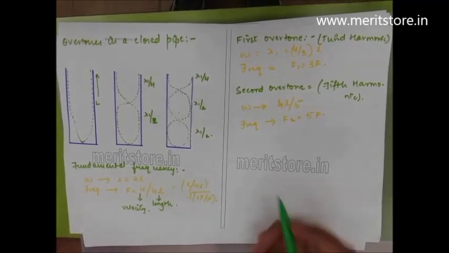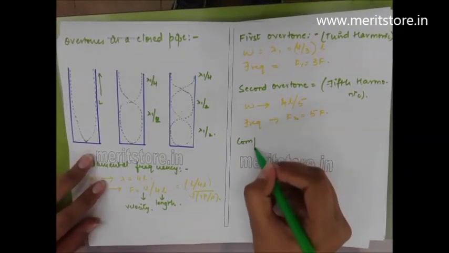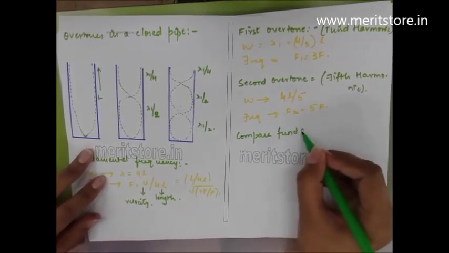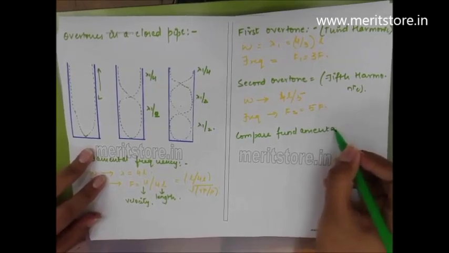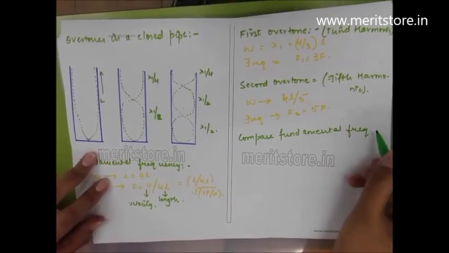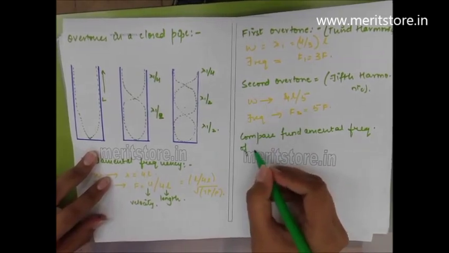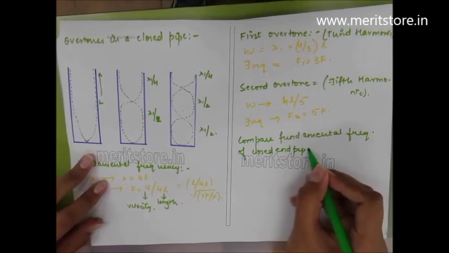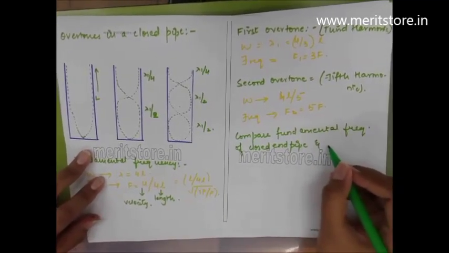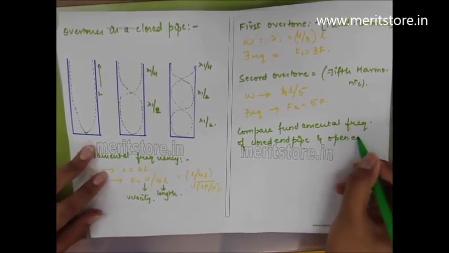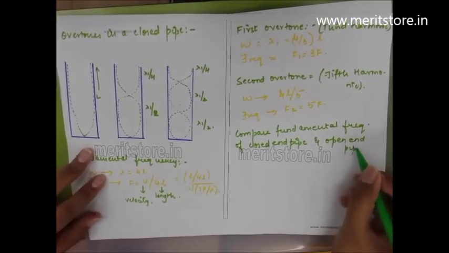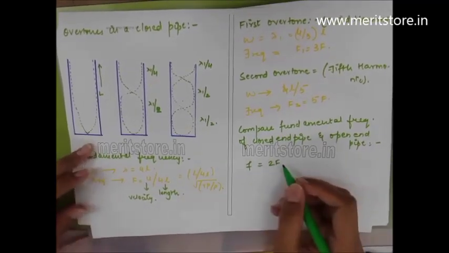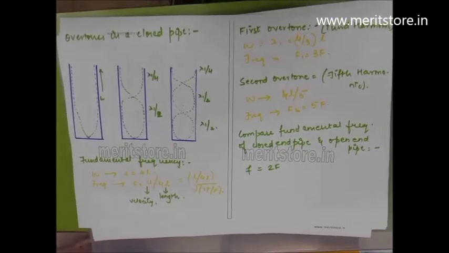Now let's compare the fundamental frequency of closed end pipe with open end pipe. The relation is that the open pipe frequency is equal to 2f, that is, frequency is equal to 2f.